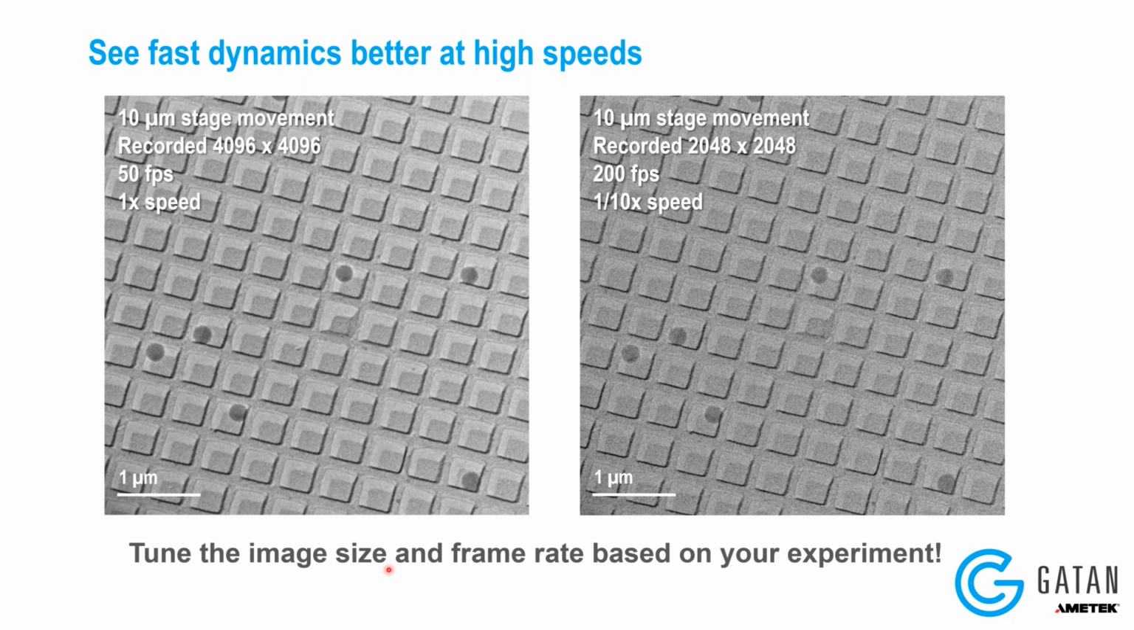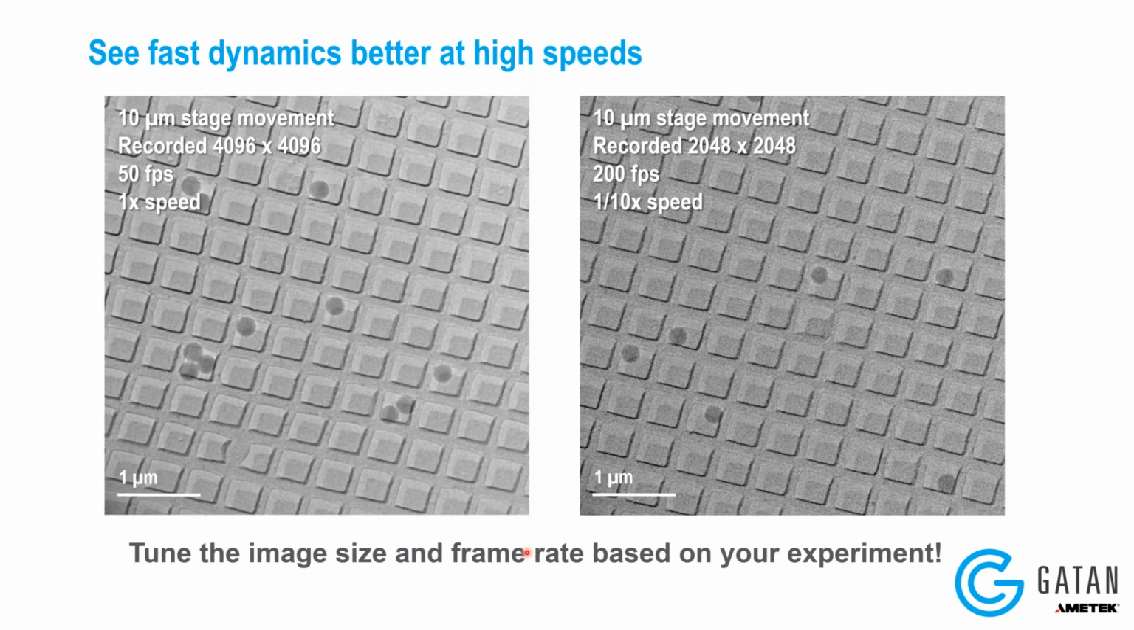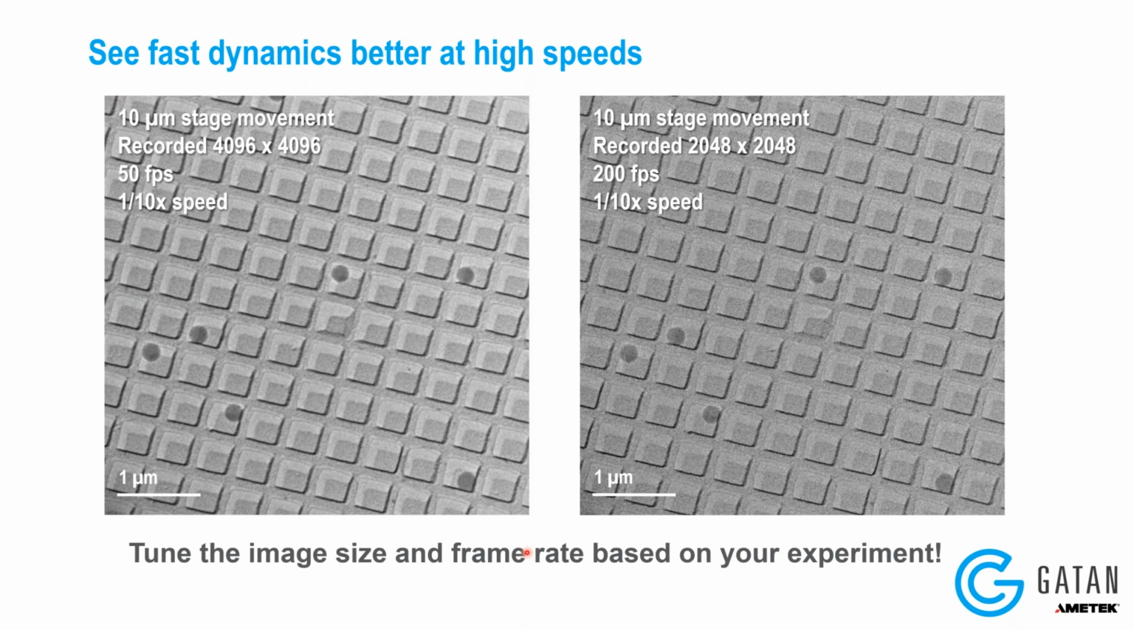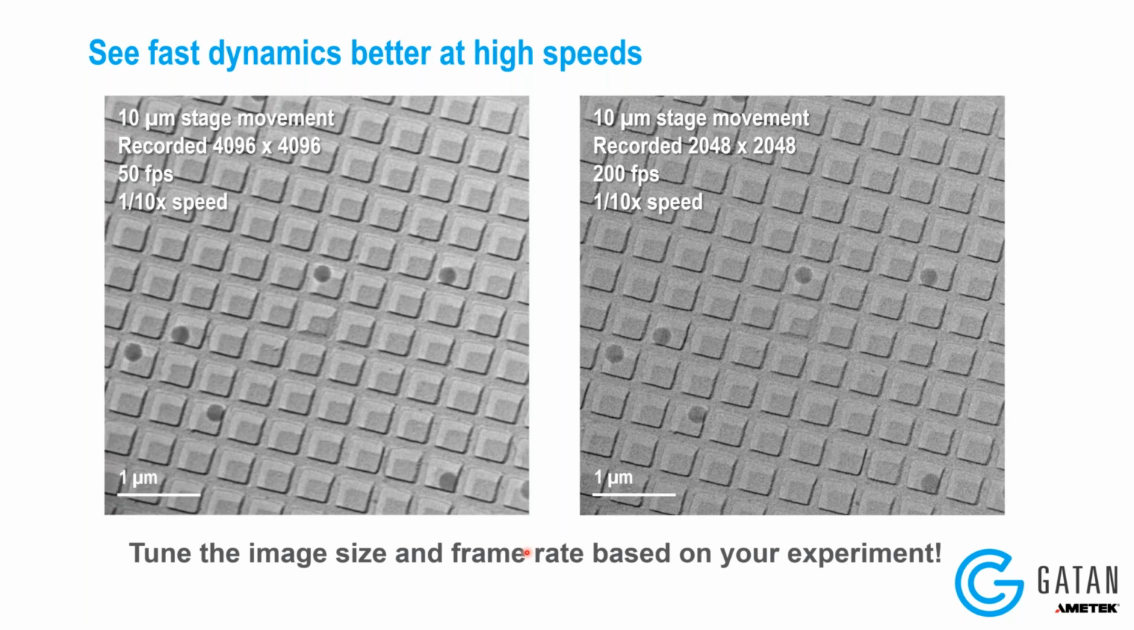And just to give you an idea of what the different frame rates look like, this is a very basic experiment where I've told the microscope to just move 10 microns in one direction, and I recorded what that looks like with the ClearView camera. On the left-hand side, we have a 50 frame per second image and it looks pretty good. But if we wanted to slow down and try to see some more detail, at 1/10 speed on the left, you can see it starts blurring.